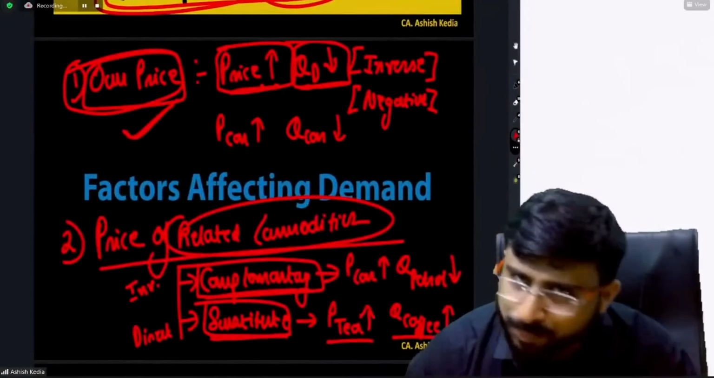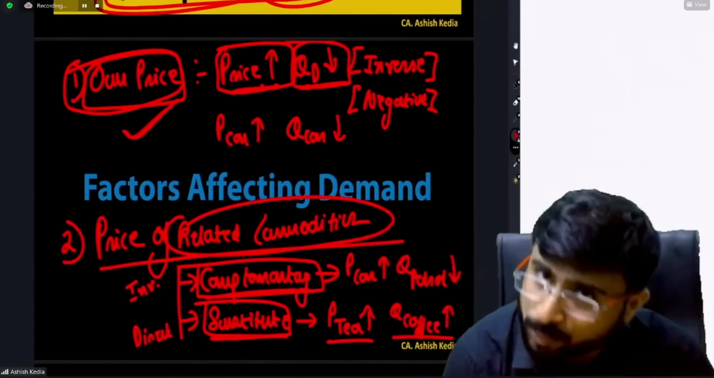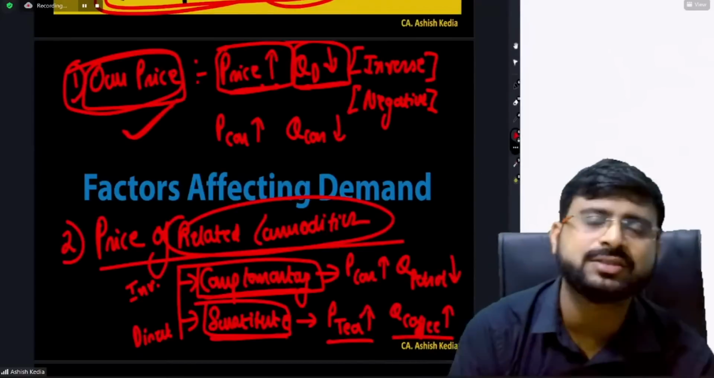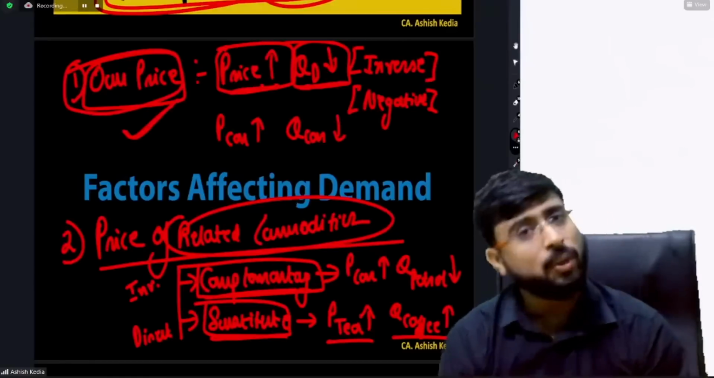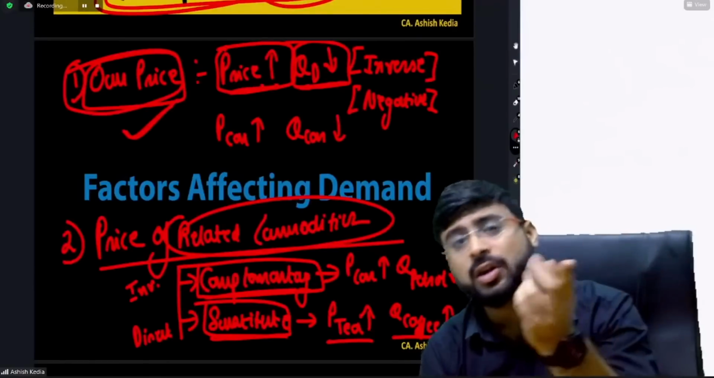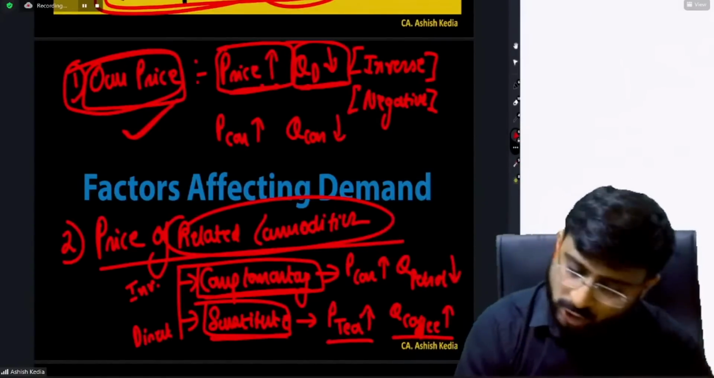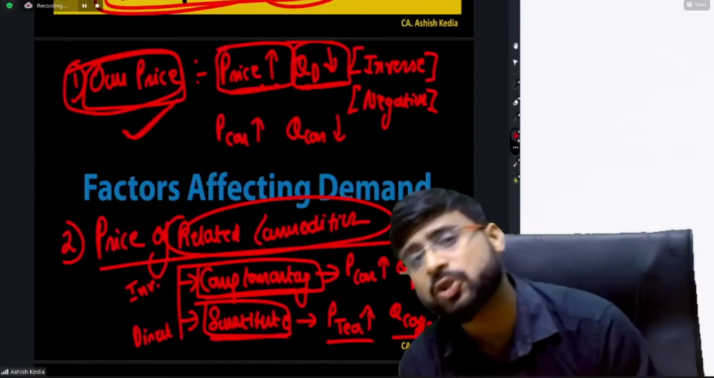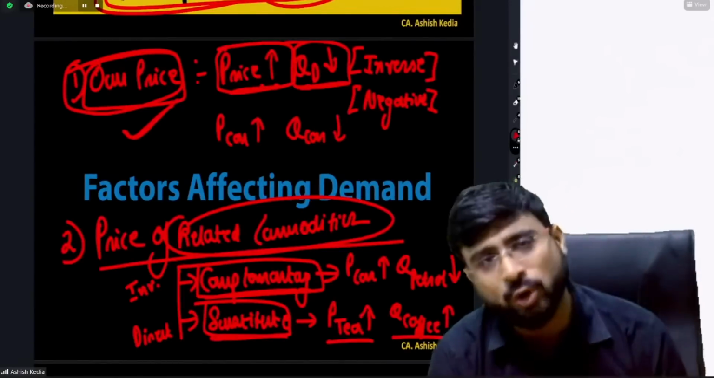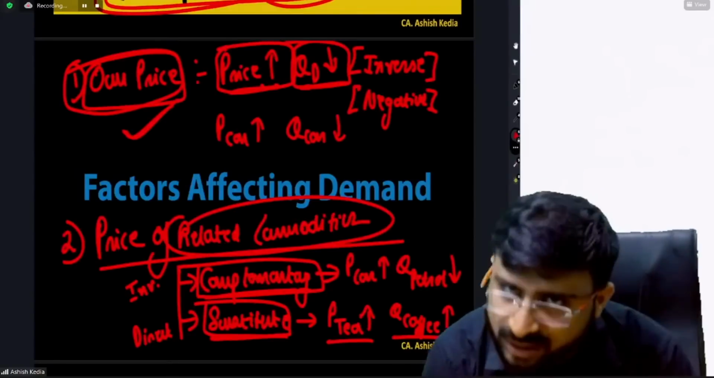Okay, so we have studied so far 2 factors affecting demand. Number 1 is own price of the commodity. Number 2 is price of related commodities. When own price of the commodity rises, quantity demanded falls, and vice versa. And similarly, when you talk about related commodities, when price of car rises, we are talking about complementary, then quantity of petrol falls. So here also inverse relationship. And when you talk about substitute, when price of tea rises, then quantity demanded for coffee goes up. There is a kind of direct relationship that you see here. I hope it's crystal clear, everyone.